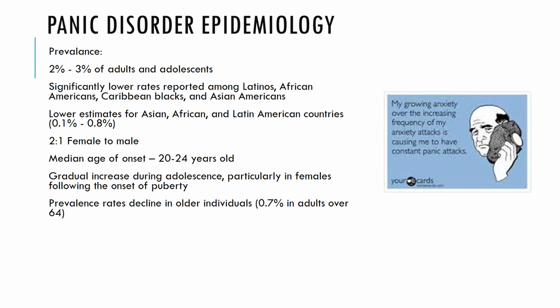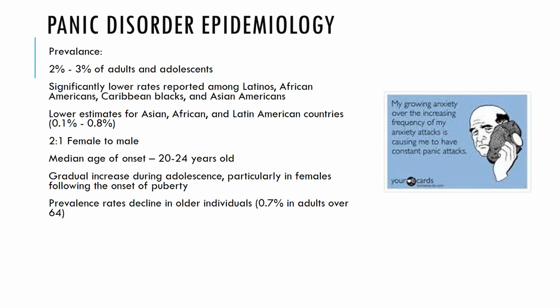The epidemiology of panic attacks. So the prevalence rate is 2 to 3% of adults and adolescents. Again, keeping in trend with all the anxiety disorders, lower rates reported among Latinos, African Americans, Caribbean Blacks, and Asian Americans. And then lower estimates for Asian, African, and Latin American countries, 0.1% to 0.8%. That is way lower than the U.S., 2 to 3% of adults and adolescents.